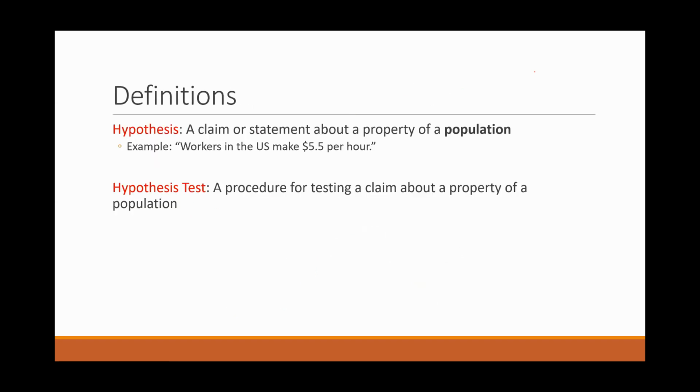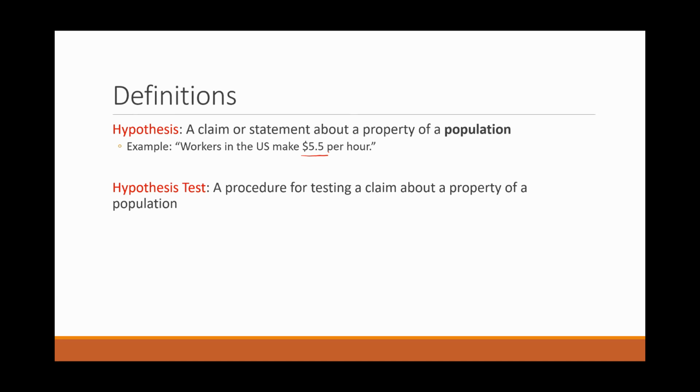Super important method. All right, so a hypothesis is a claim or a statement about a property of a population. So, for example, let's say we state a hypothesis that workers in the United States make $5.5 per hour. Now, if you remember, this is a very low hourly wage in today's America. But as you remember, the data set that we're using in our R demos is from a long time ago, and so this hypothesis is based on that data set.